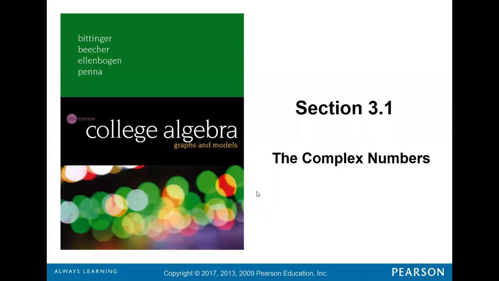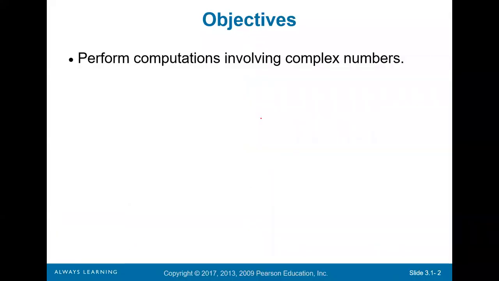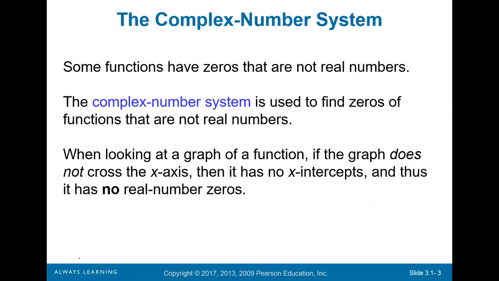Complex numbers. Perform combinations involving complex numbers. Some functions have zeros that are not real numbers. The complex number system is used to find zeros of functions that are not real numbers.